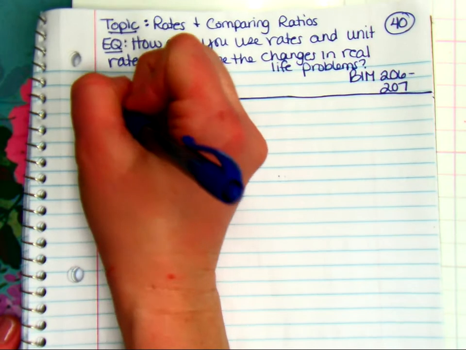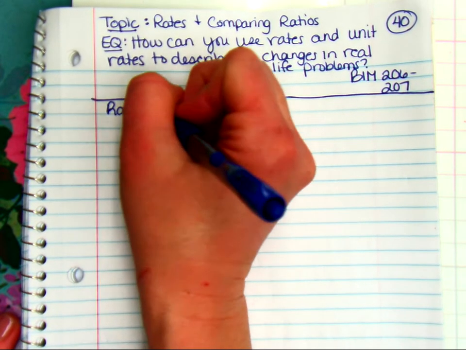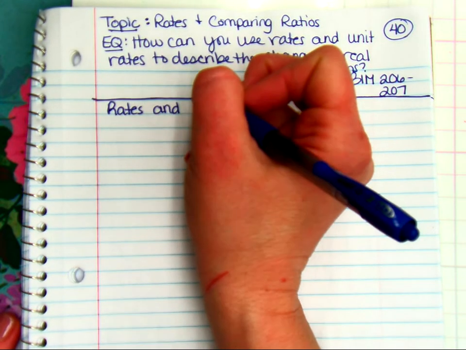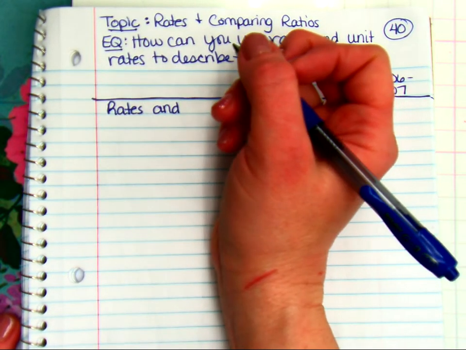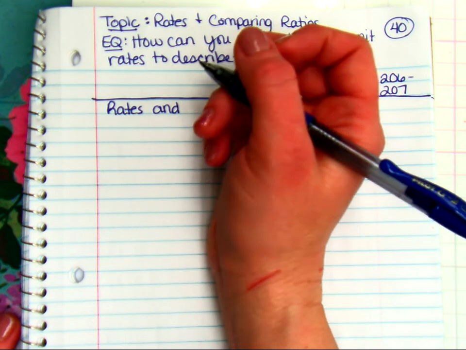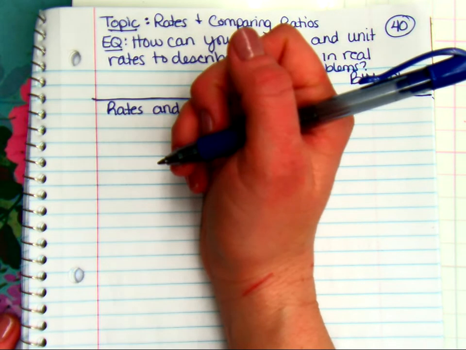So rates are so important in our world. They are what we use when we go to the grocery store. If you're going to buy bananas, you want to know the price per pound at this store or the price per pound at that store, and so you know which one is the better buy.